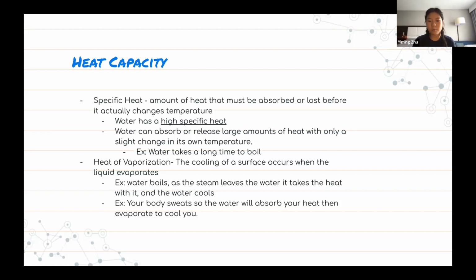When your body sweats, this can cool you down, because when the sweat evaporates off of your skin, it takes some of that heat with it and allows you to cool down and not feel as hot.